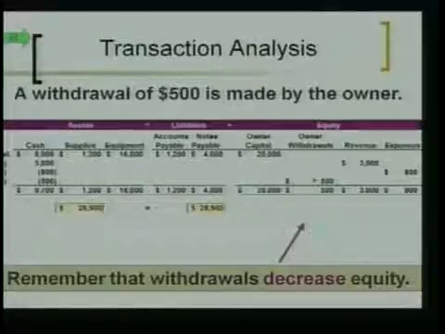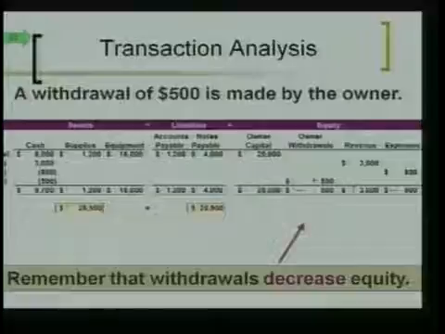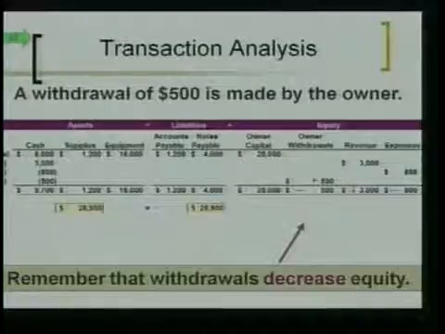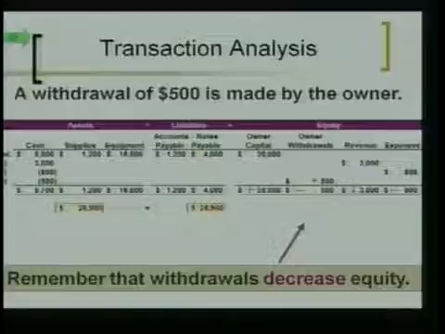However, when you figure total equity, you're going to subtract owner's withdrawals, you're going to subtract expenses, you're going to add revenues, and of course capital is going to be added. So if you take that 20,000 plus 3,000, that's 23, minus 500, minus 800.